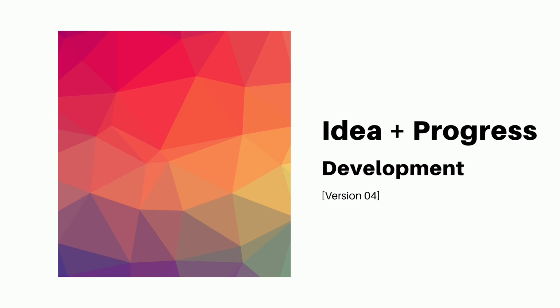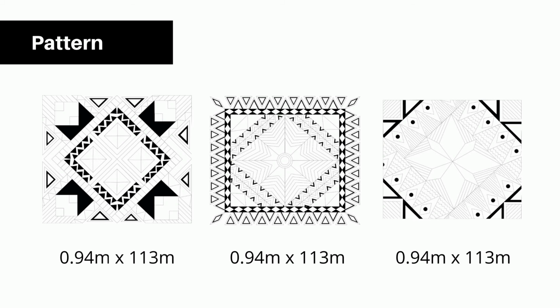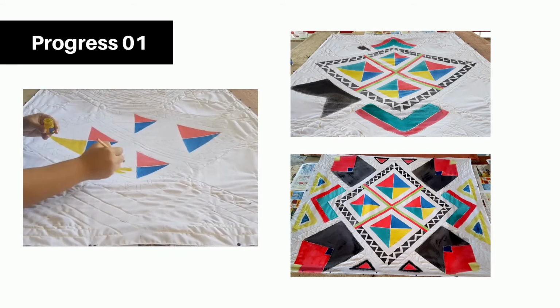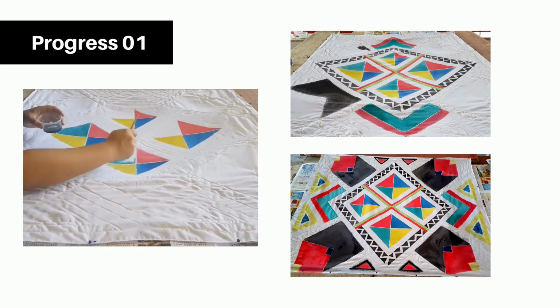So moving to version 4, which is the CIPTA, it is a continuation of version 3. For version 4, I thought of adding more tribal patterns to the design, but still maintaining the geometric shapes and forms and also the abstract art style. So these are the patterns for my final product. And here is the progress for each product.